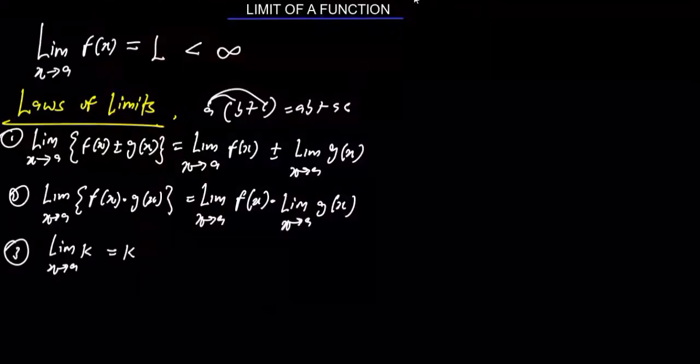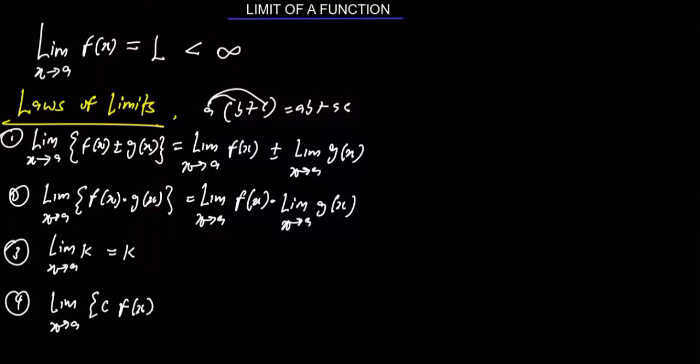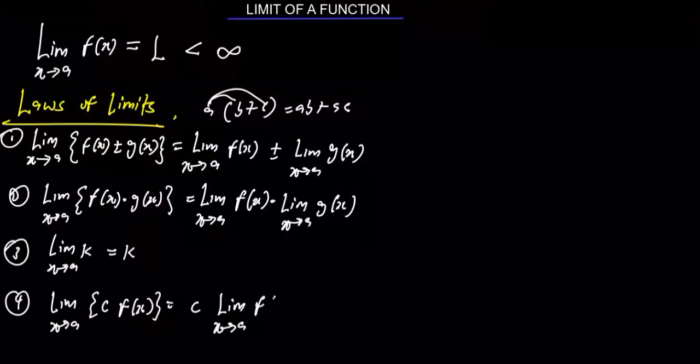The next law, if I have the limit as x tends to a, you are having a constant in front of the function f of x like this. You see this? It's the same thing as me bringing the constant out of the limit. So I'm saying limit as x tends to a, it will just attack this f of x.